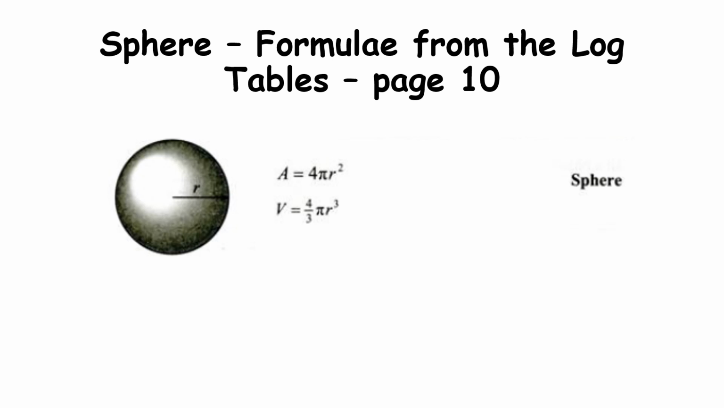V is for volume. It is 4/3 pi r cubed. Again, just be really mindful when you're going to your log tables to get your formula. I often see students mix up these formulas, which is a terrible way to start your question because you're straight away losing marks for something very silly.